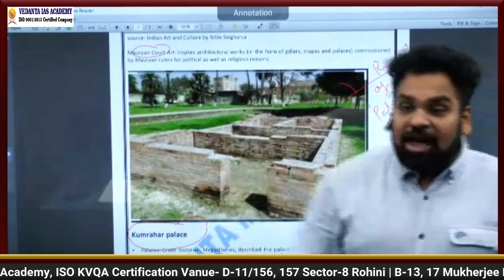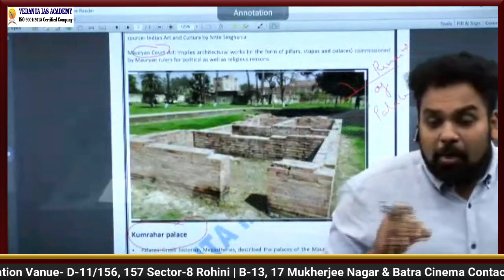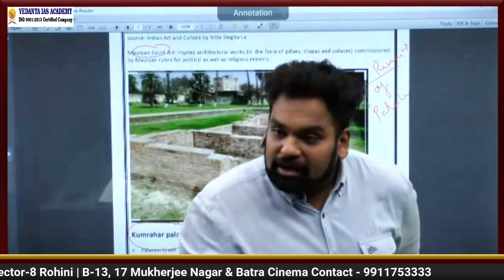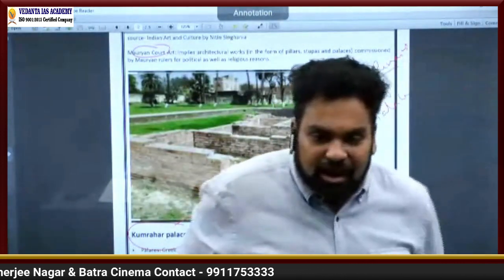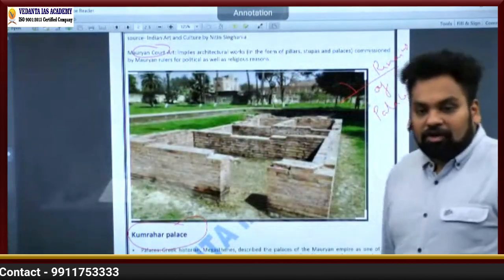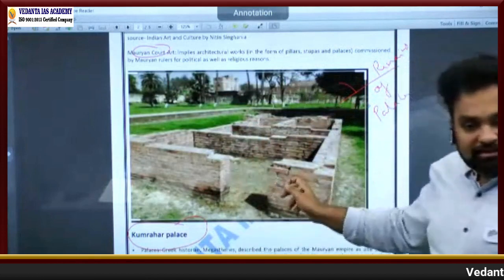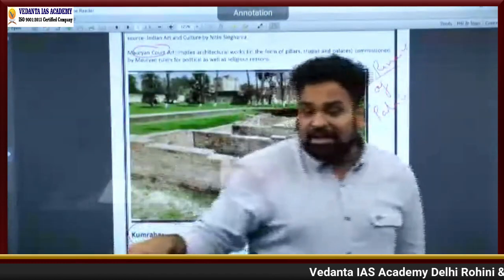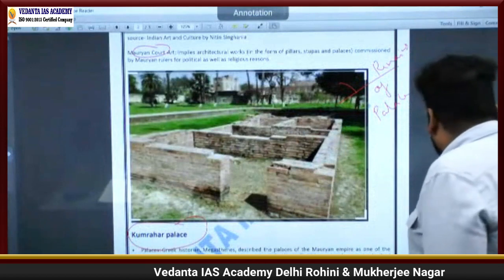So why exactly they have not been able to survive, the Mauryan palaces? Because their major building material was wood. They used to get the predominantly wood used in their palaces. That is why they have not survived for a very long point of time. So this is an example of the Kumrahar Palace, which is in your Patna, right? So that is something which we need to understand. So palace एक example है of the Mauryan art, right?